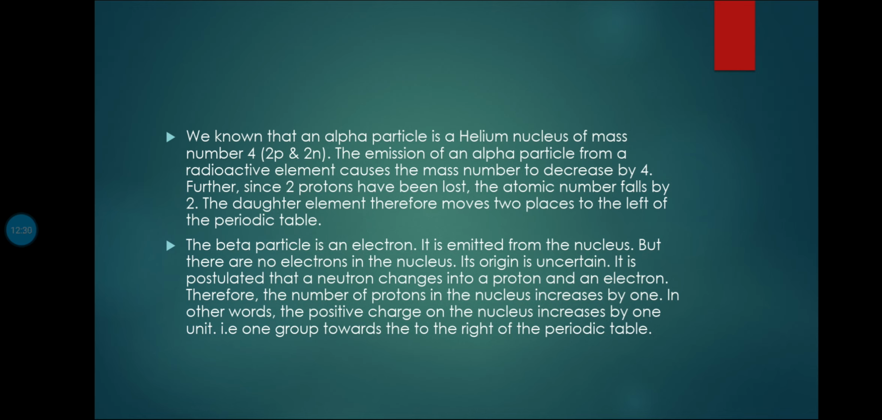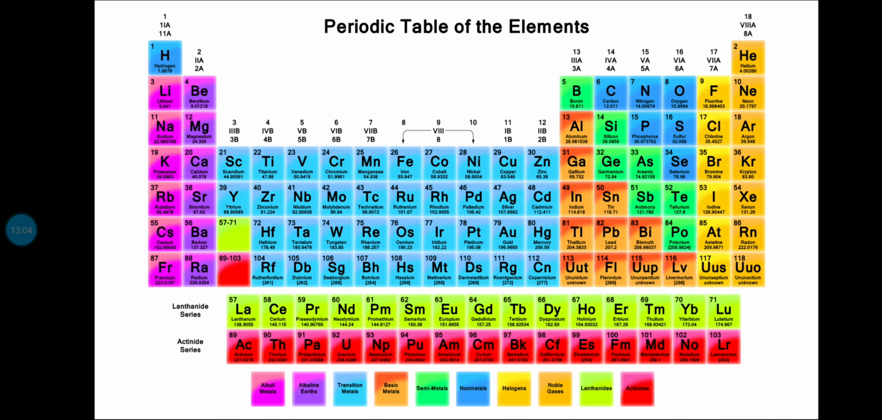The second one is the beta particle. The beta particle, actually, is an electron. It is emitted from the nucleus, but there are no electrons in the nucleus. Its origin is uncertain. It is postulated that a neutron changes into a proton and an electron. Therefore, the number of protons in the nucleus increases by 1. In other words, the positive charge on the nucleus increases by 1 unit, that is, 1 group towards the right of the periodic table. Here the periodic table is shown to understand the radioactive disintegration series.